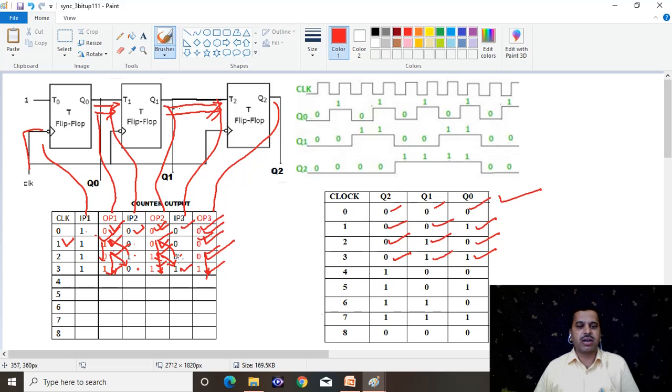So we get the wrong output. Here it changes. It should not change here. So this flip-flop is wrong. It is not working as we expected. It is not counting from 0 and progressing up to 7 here. So this flip-flop is wrong.